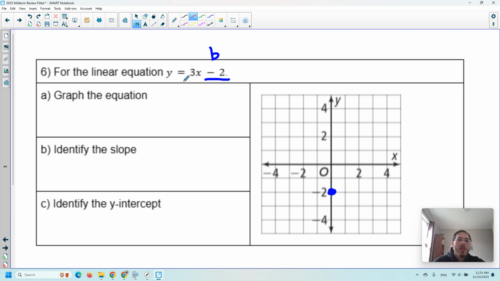And then we're going to use the slope to say we're going to go up 3, right 1. So 1, 2, 3, 1. Now that I got 2 points, I could draw the line if I want to keep going. 1, 2, 3, 1. I could go down and back. That would also be okay. But I'm going to go ahead and draw the line.